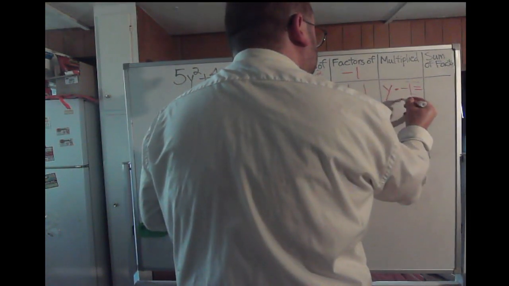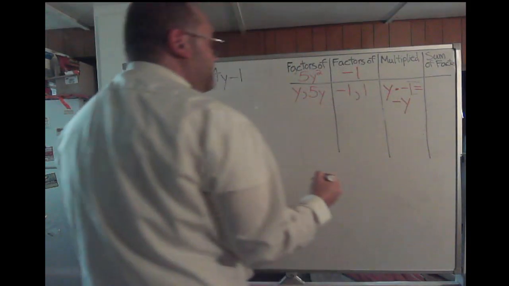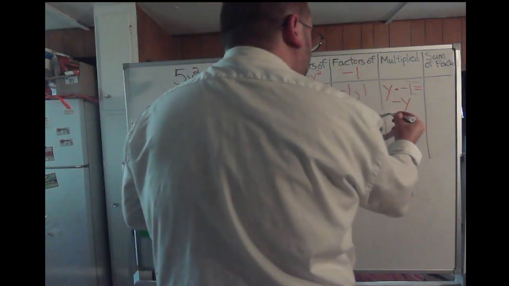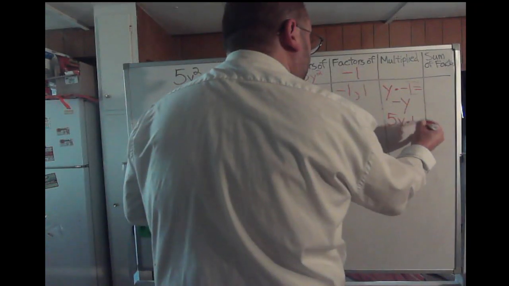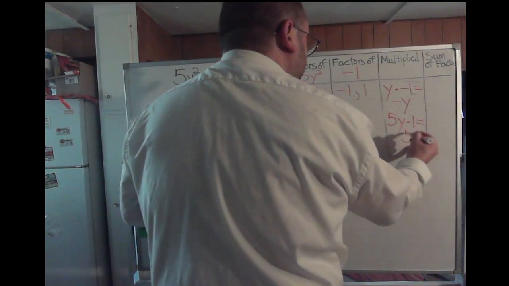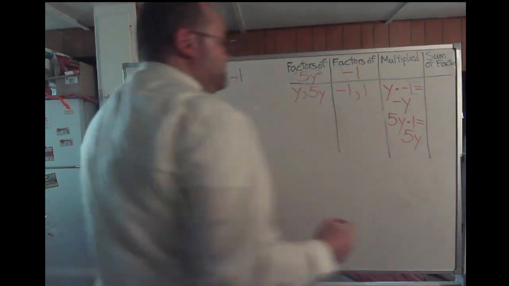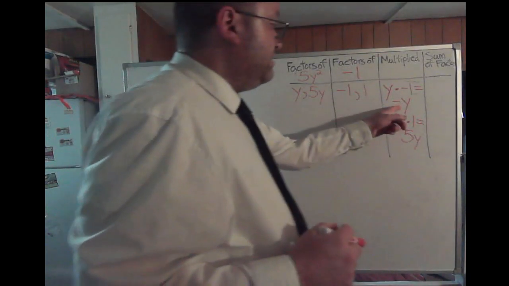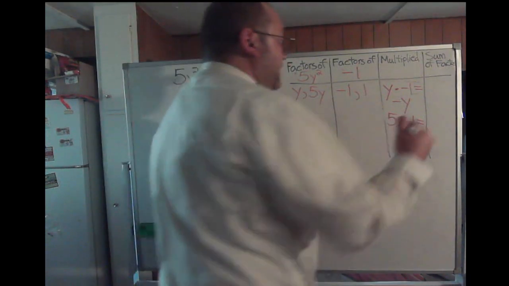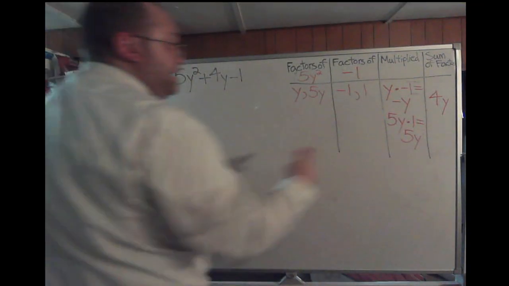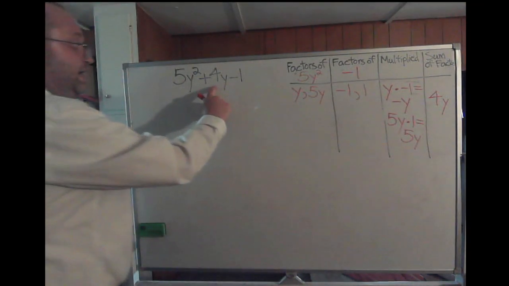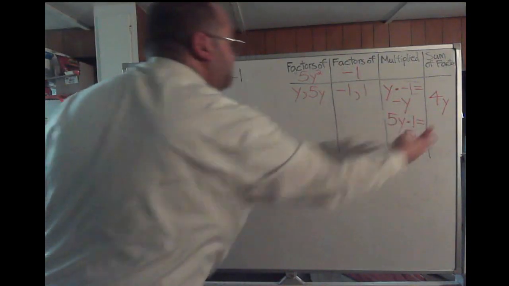That's going to give you an answer of -y. So if I take that 5y times the factor of +1, I get +5y. So now if I go ahead and add -y and 5y together, I get +4y. So that means I've arrived at what I need. I got my middle term of +4y.